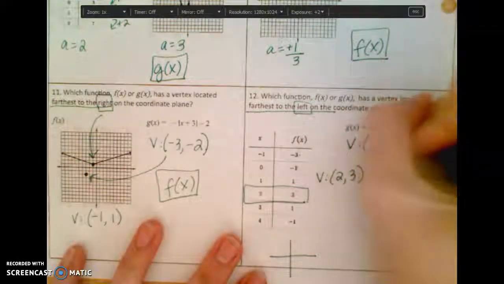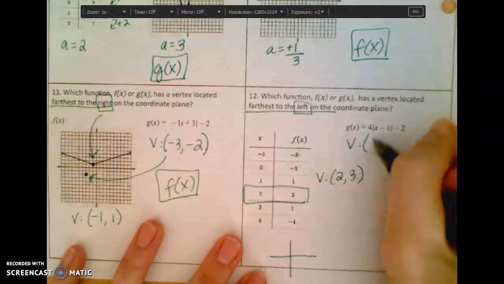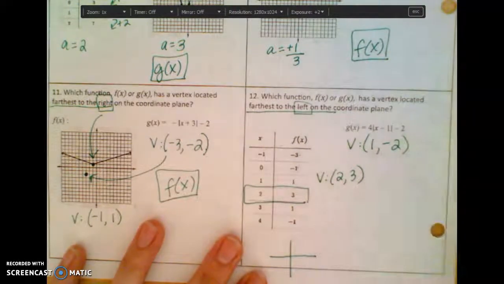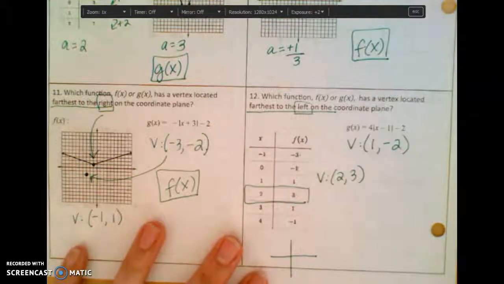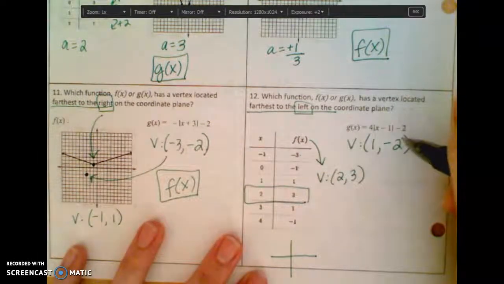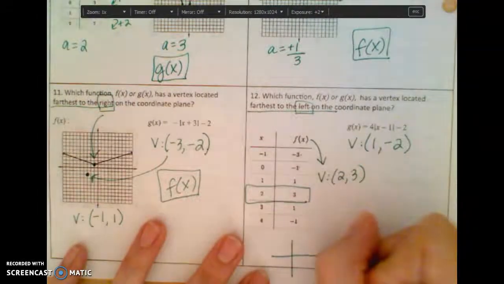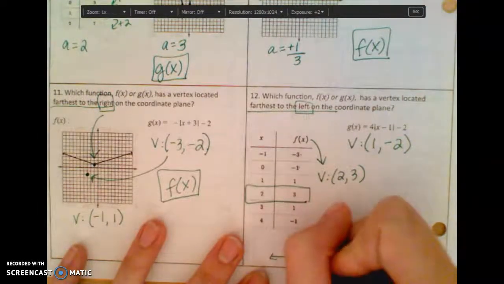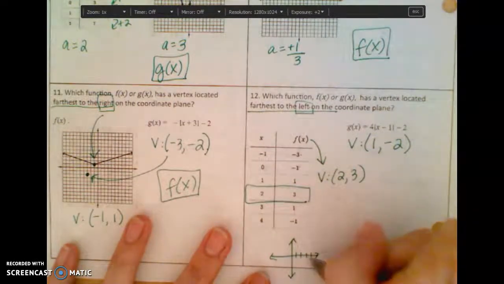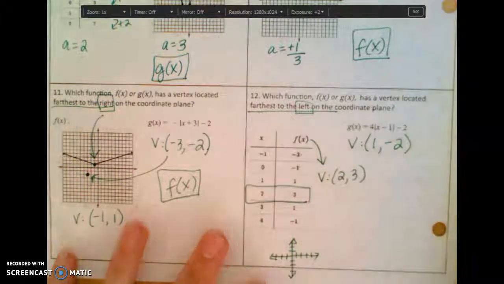Now we need our vertex of g of x. So we take the opposite of the h value, that's going to be +1. Then we take exactly what we're given for k, that is -2. So I have my vertex of f of x, my vertex of g of x. Which one will be farthest left? If we need to, we can just draw a little coordinate plane here and plot them roughly, and then see which one is farther to the left. So again, this is going to be a very rough sketch, but that's okay.